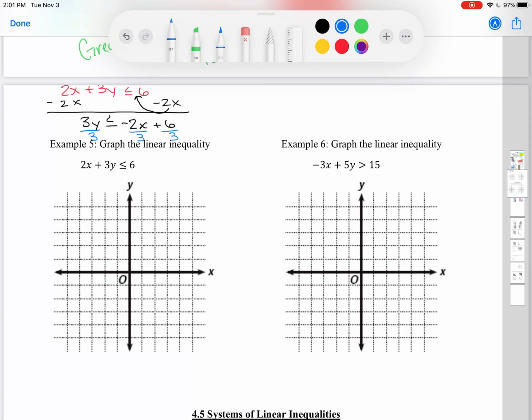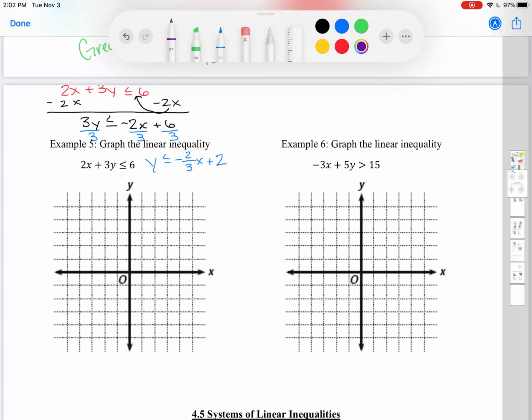Well, I'm almost there. I almost have y all by itself. So to get rid of that 3, I need to divide. And the great thing about dividing that 3 now is we now have y is less than or equal to, keep that slope as a fraction, -2 over 3x. And then 6 divided by 3 gives us a nice 2.